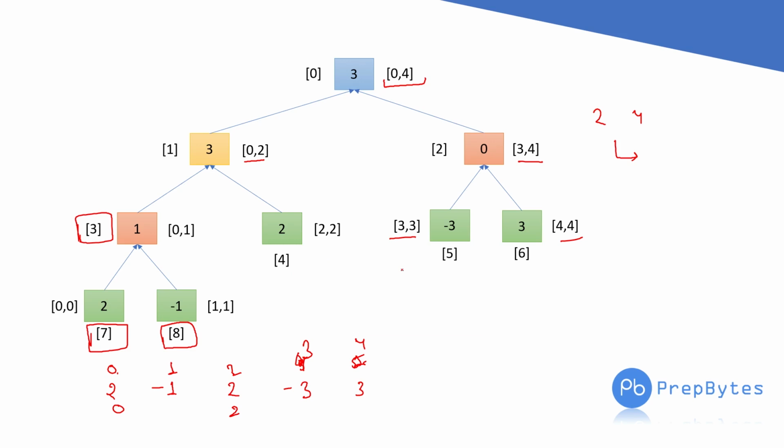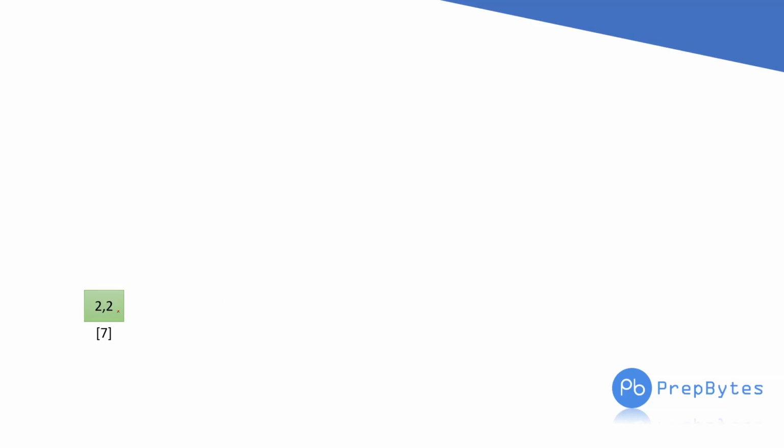Now let's create from this a prefix tree. With the help of these nodes only, we will also store the prefix values. The maximum possible prefixes in a range we will be storing in this particular tree. Fine, let's begin. So the test case was 2, minus 1, 2, minus 3 and 3. Okay, the indexes are 0, 1, 2, 3, 4.